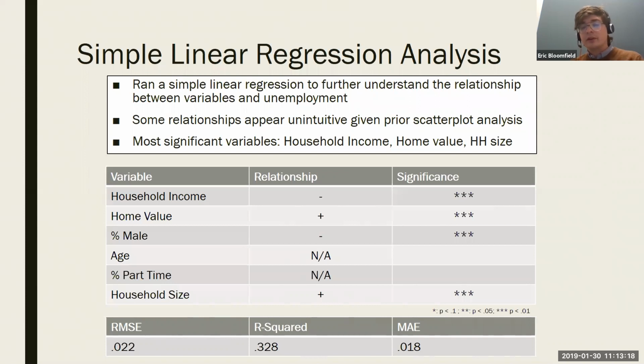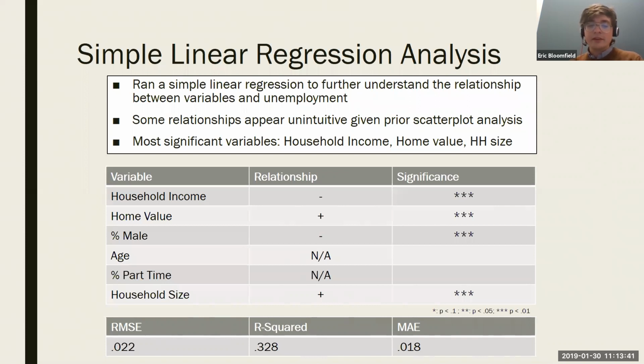goes kind of reflects what we saw in the scatter plot where there's a lot of noise. Unemployment does not appear to be correlated with how many people are working part-time in a county. And household size has a positive relationship so that as there are more members in the average household, there is generally more unemployment. On the bottom, I have several measures of how well our model is fitting.